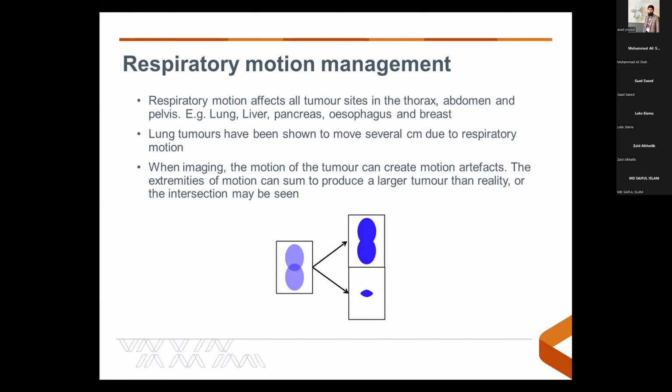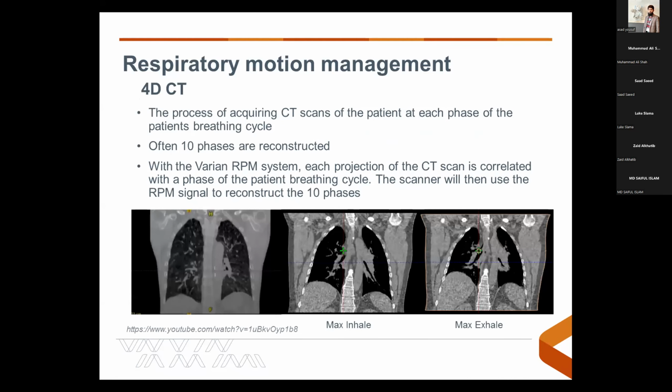So in an extreme case, when imaging, the motion of the tumor does create motion artifacts. You can see here the tumor is moving this way at the most extremes, and at the most extreme case, the images can sum together to create a large tumor that is larger than reality, or you can image the intersection and get just a tiny tumor. So this is why 4D CT imaging, or using gating technology, is important for imaging moving tumors.